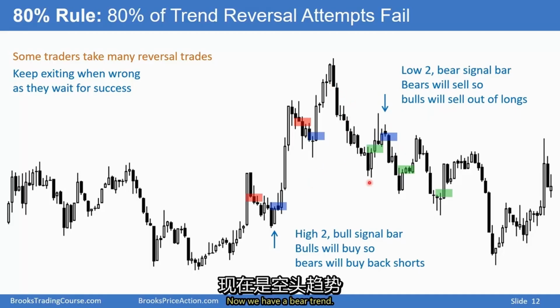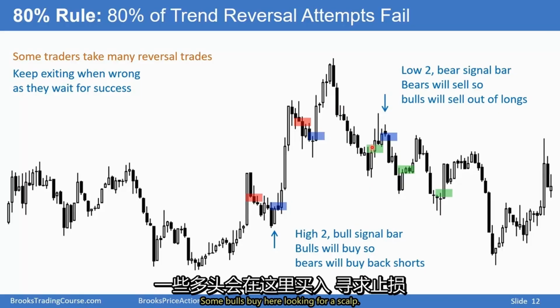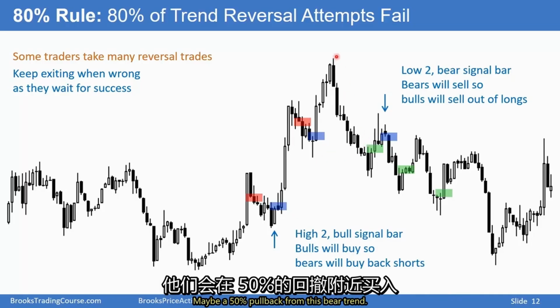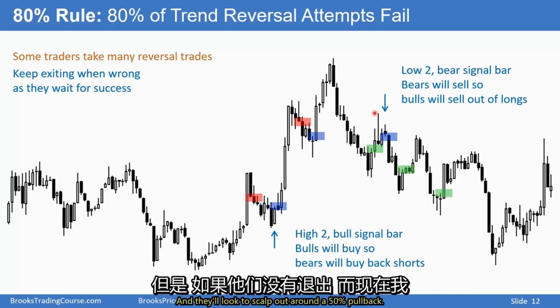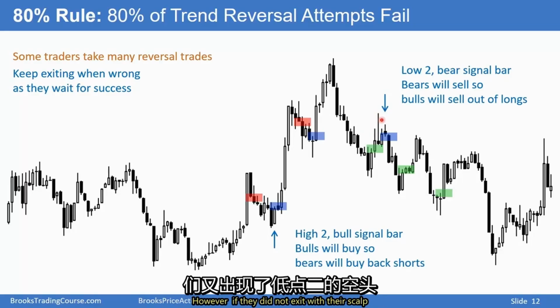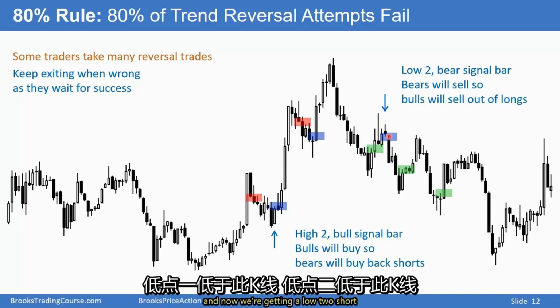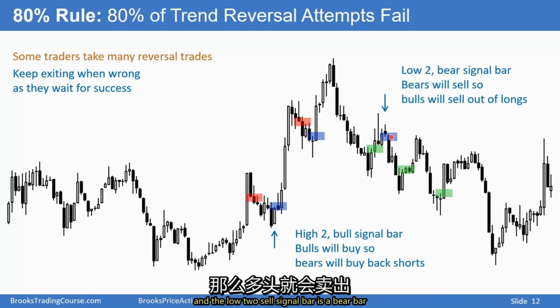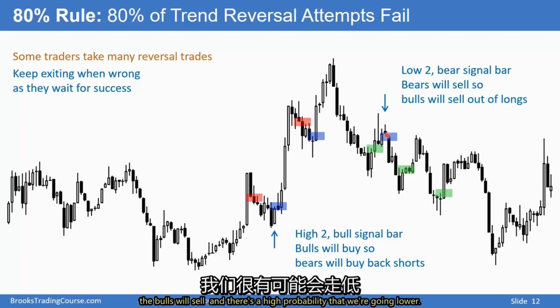Now we have a bear trend. We have a low 1 short here. Some bulls buy here looking for a scalp. Maybe a reversal up from this low, maybe a 50% pullback from this bear trend, and they'll look to scalp out around a 50% pullback. However, if they did not exit with their scalp, and now we're getting a low 2 short, low 1 below this bar, low 2 below this bar, and the low 2 sell signal bar is a bear bar, bulls will sell, and there's a high probability that we're going lower.